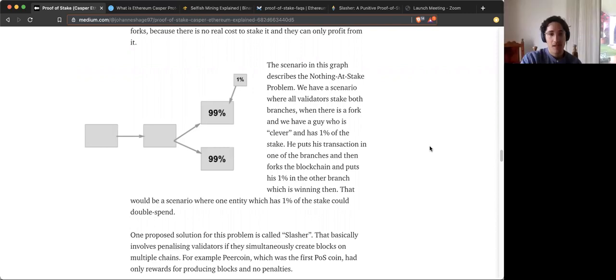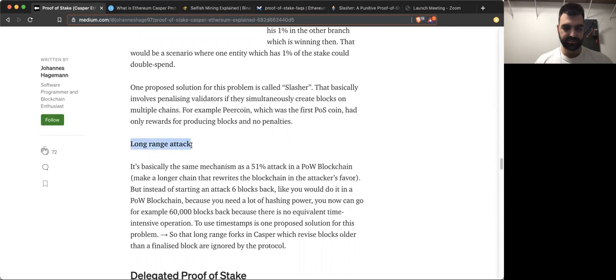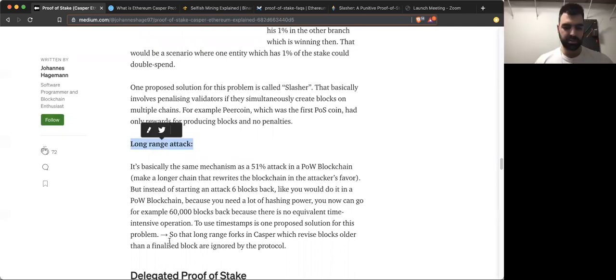Yes. And is there any way of going further back? Like if I wanted to do this on an older transaction than whatever the current block is. Yeah, so I think that's what this long range attack is. Ah, okay.